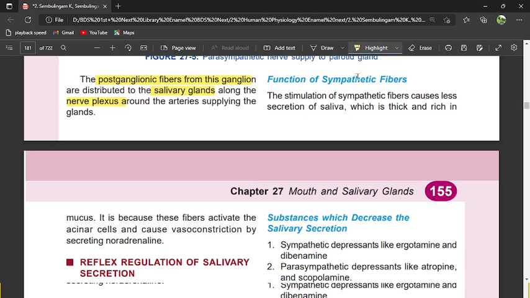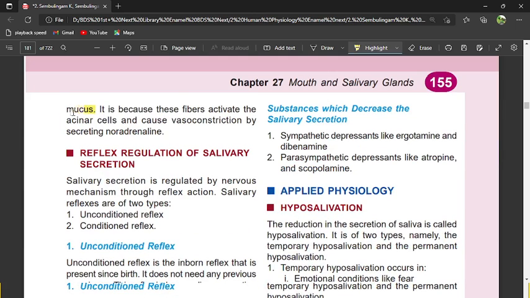Okay. Now what are the functions of the sympathetic? Stimulating sympathetic fibers gives less secretion of saliva. Okay, less and thick. See, for more watery secretion the parasympathetic works, and this is the thick one, rich in mucus, so it is very rich in mucus. Rich mucus secretion is helped by the sympathetic, okay, from which you can also expect an MCQ in your MDS, PG entrance. So the fibers activate the acini cells and they cause vasoconstriction. They secrete noradrenaline.